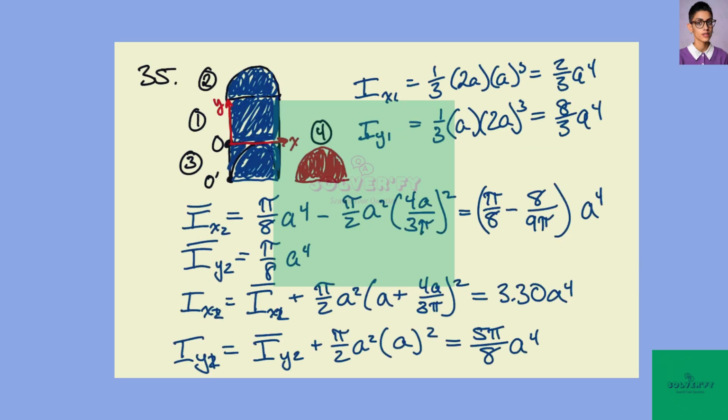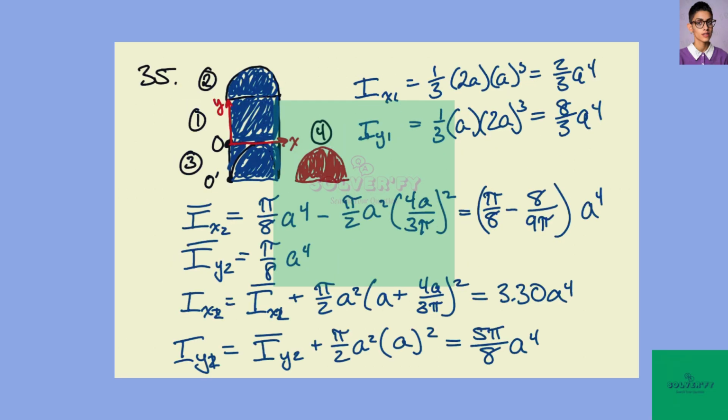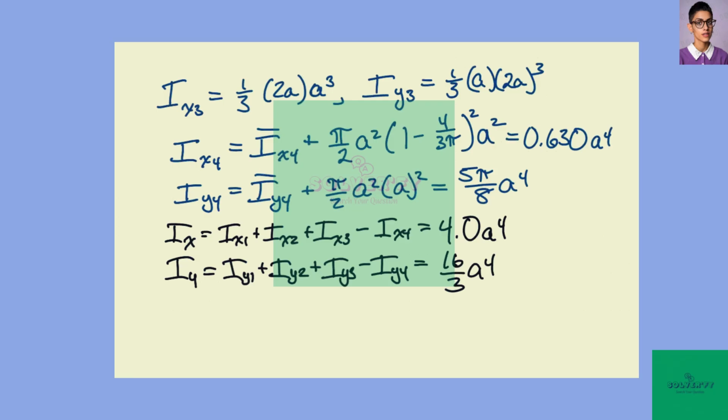And now we need to do a bunch of other calculations. This one isn't too bad because this is just a rectangle, and we're going to subtract that off. That rectangle has an area moment about this x-axis, again just at a corner here, of 1/3 (2a)(a cubed), and about the y-axis it's just 1/3 (a)(2a cubed). So that one was pretty easy.